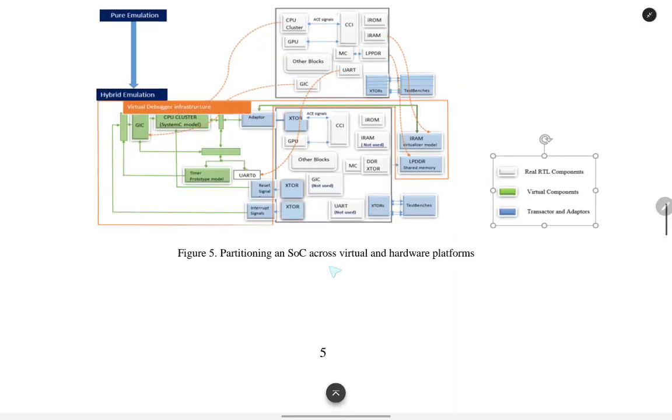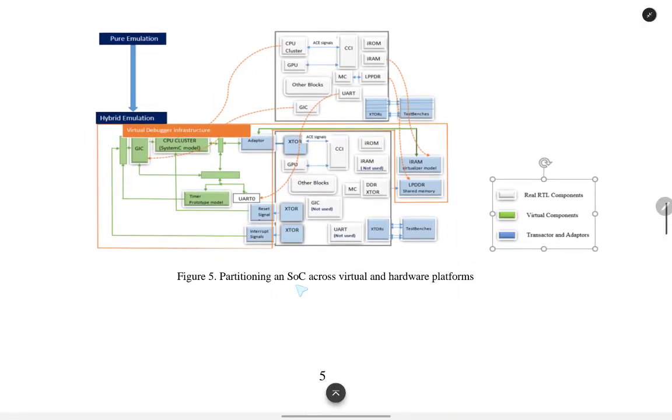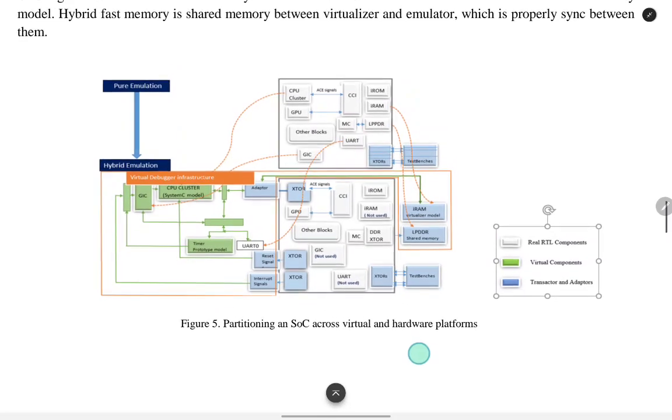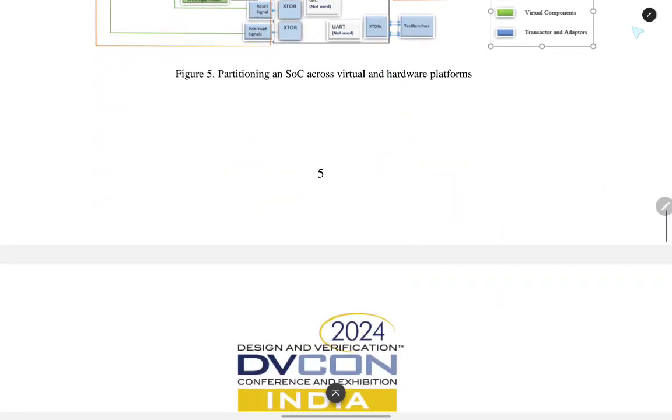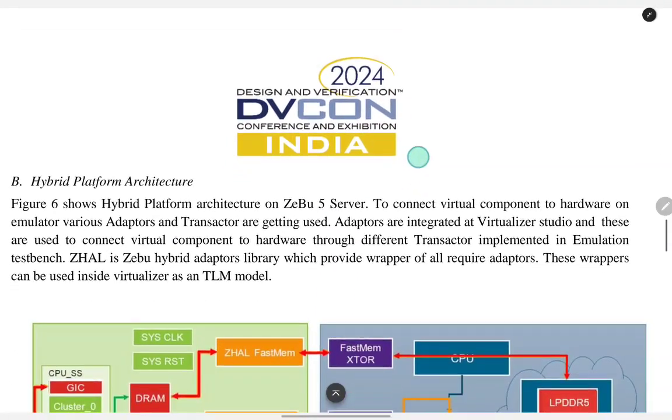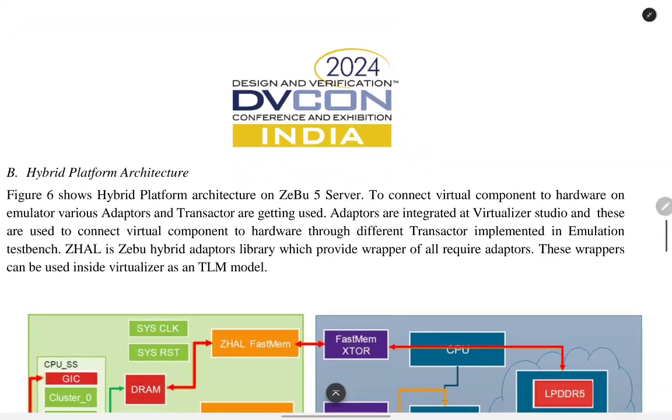Figure 5 shows partitioning an SoC across a virtual and hardware platform. B. Hybrid platform architecture. Figure 6 shows the hybrid platform architecture on the ZeBu 5 server.